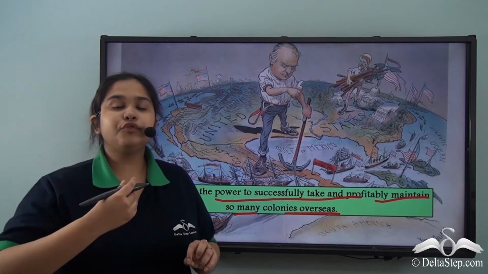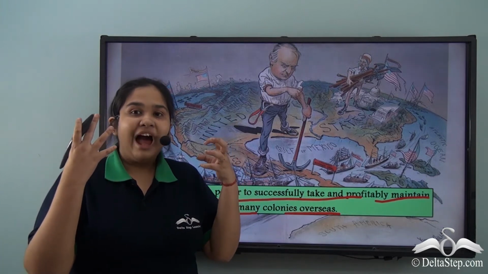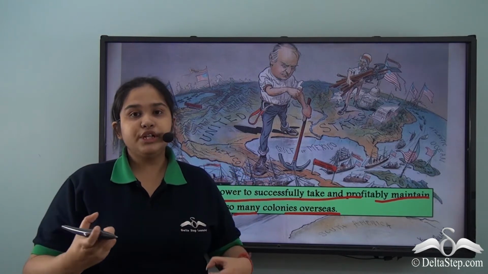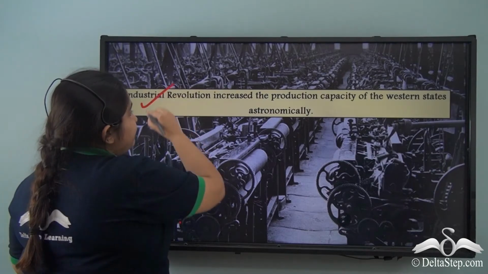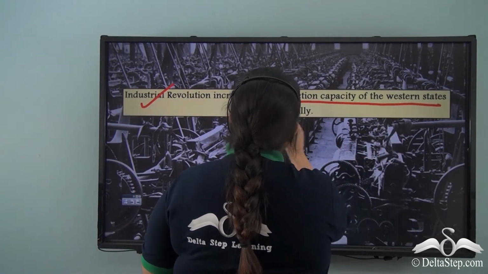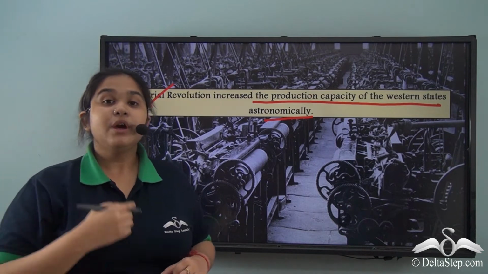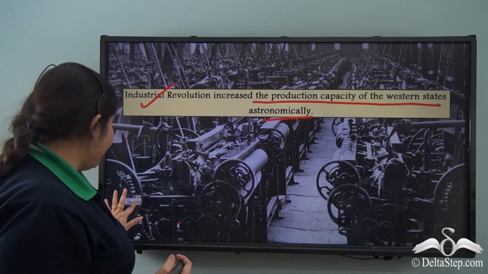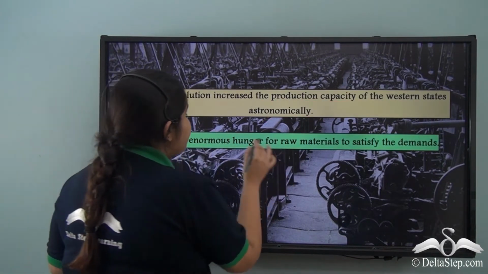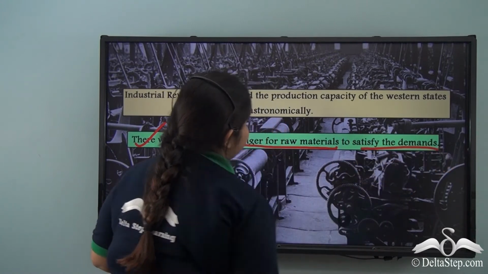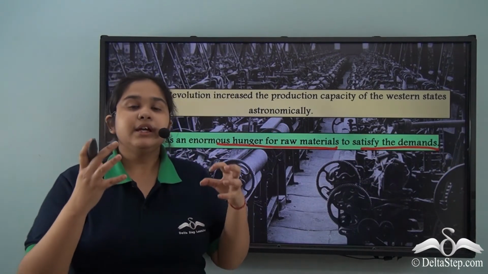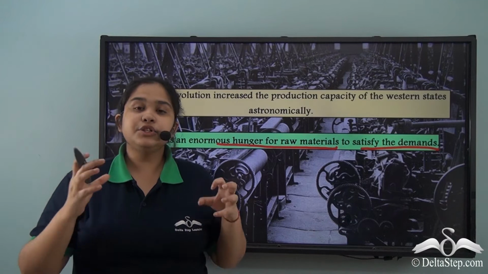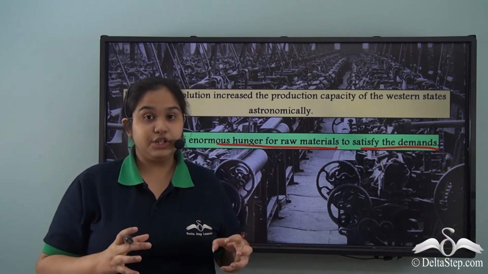So, it was important for European powers to have ample backing so that they could ultimately keep the colonies to themselves. The Industrial Revolution increased the production capacity of the Western states astronomically. Why? Because of the new inventions of machinery that were happening at that point of time. We see that there was an enormous hunger for raw materials to satisfy the demands. So at that point of time, there was an amount of demand being generated in the market due to the fast growing production procedure.